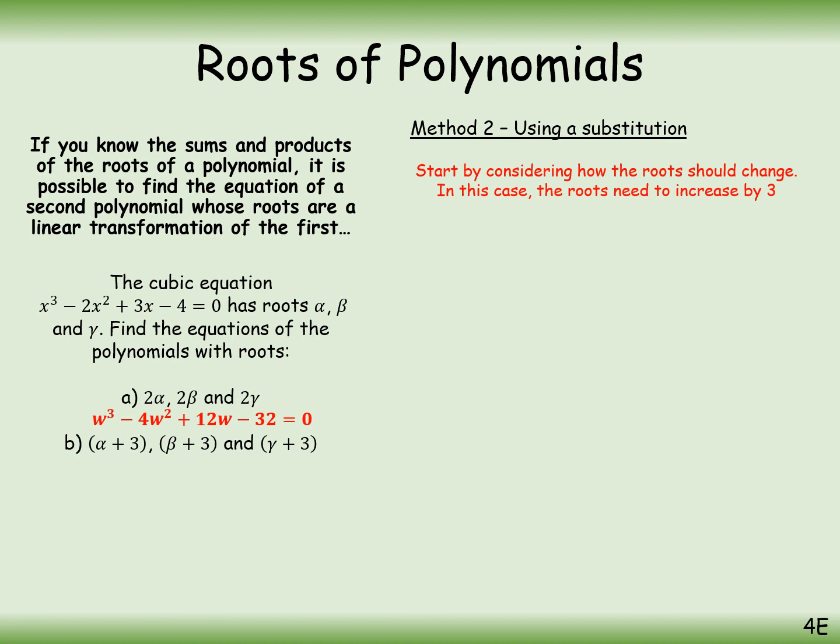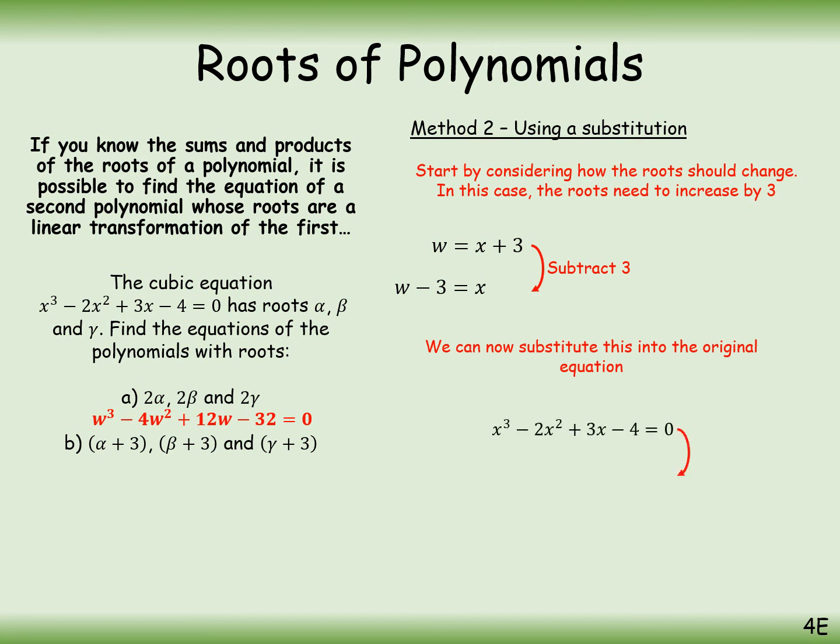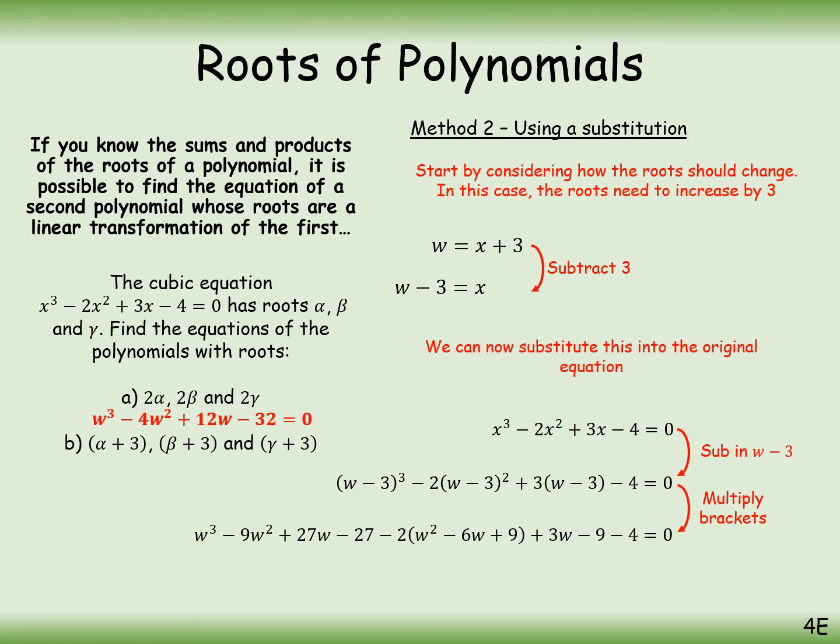So start by considering how the roots should change. In this case, the roots need to increase by 3 for part B. So we could let w equal x plus 3. If we make x the subject, x is w minus 3, and we substitute into the original equation. If we replace the x with w minus 3 and multiply the bracket, there's a cubic here, so it's a little bit lengthy in terms of multiplying out. If we multiply and simplify, we get the following.